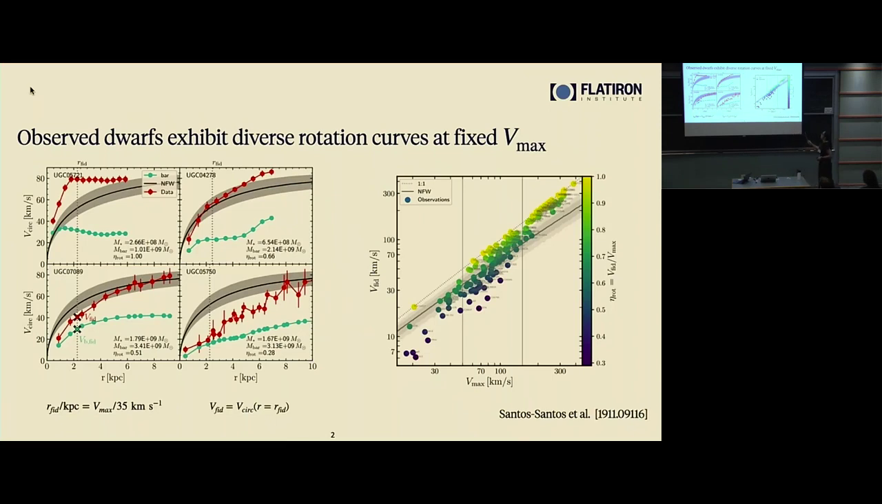Now this is colored by what Isabel calls eta rot, which is Vfid by Vmax. So it's a proxy for how fast or slow the rotation curve rises in the central region. So things that are blue here are more slowly rising than NFW, and things that are more yellow are rising more steeply than NFW. And you see that at a fixed Vmax, you have a large spread. So this is this diversity problem in this Vfid versus Vmax.